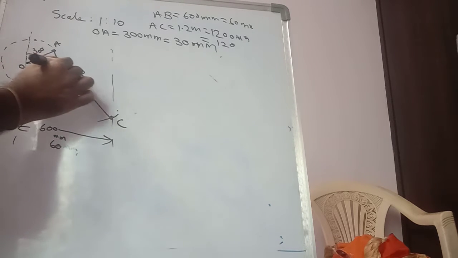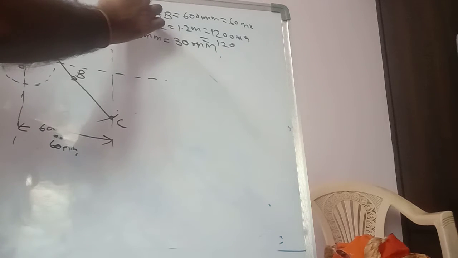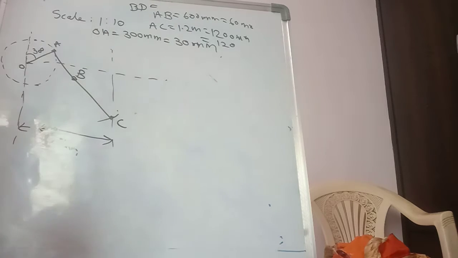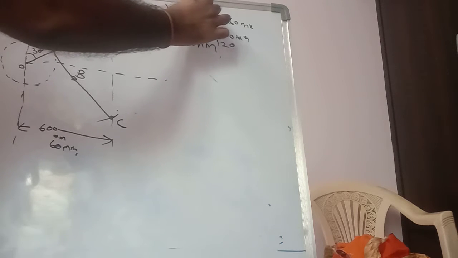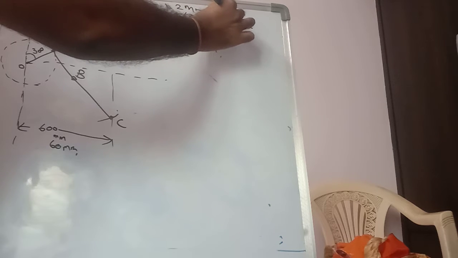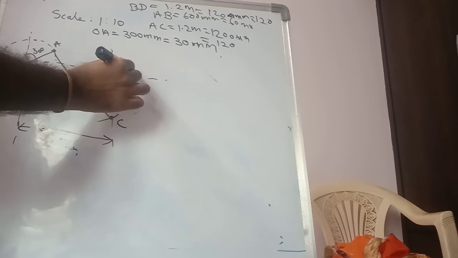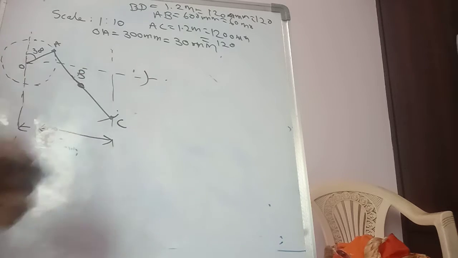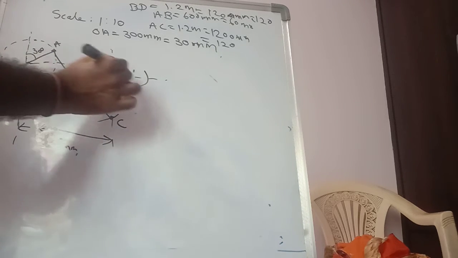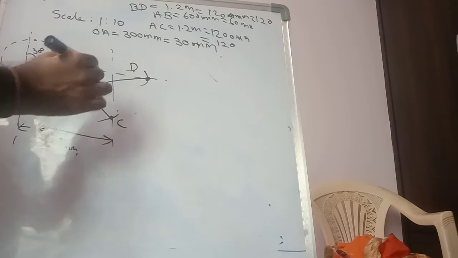So now mark B at a distance of 60 mm. Now from O you draw a horizontal line. Now B as center, BD is given as 1.2 meters, which means 1200 mm, equal to 120 mm. So B as center with 120 mm as radius, draw an arc on the horizontal line passing through O. Take this point as D. Join BD.